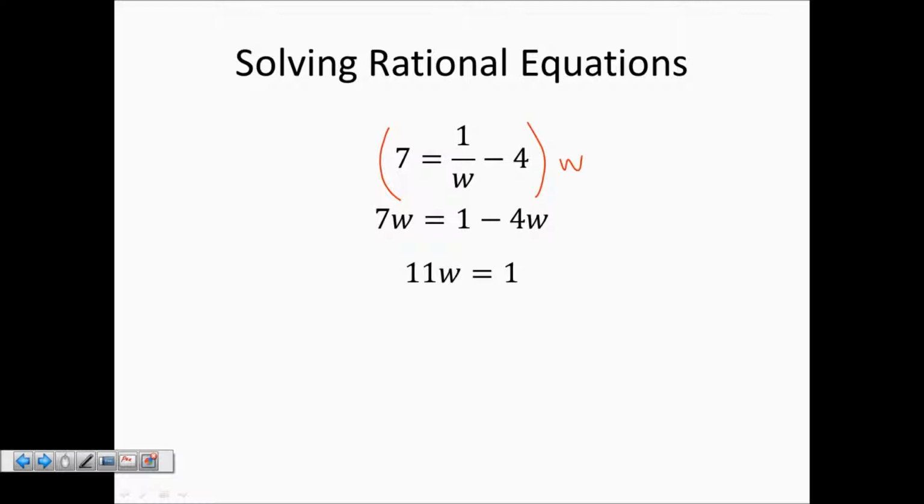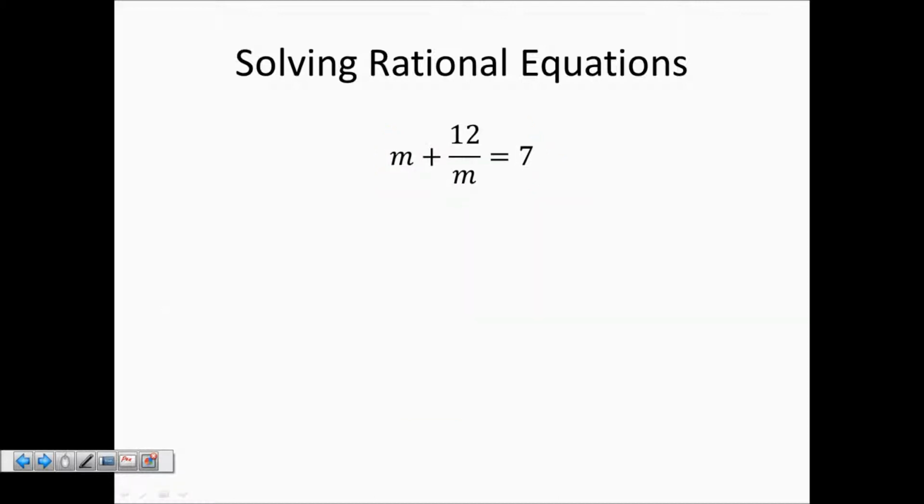We go ahead and add over the 4w. And we divide by the 11 and we have our solution. Now, maybe this solution works, maybe it doesn't. Maybe this one solution we got is an extraneous one. It's not. When you plug 1/11 back in, it does work. So this is our answer.